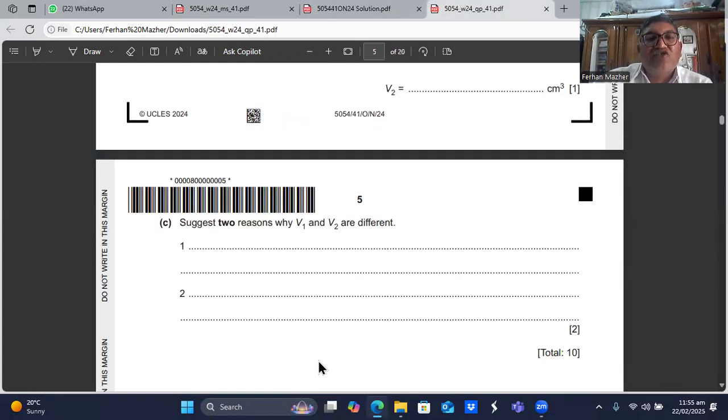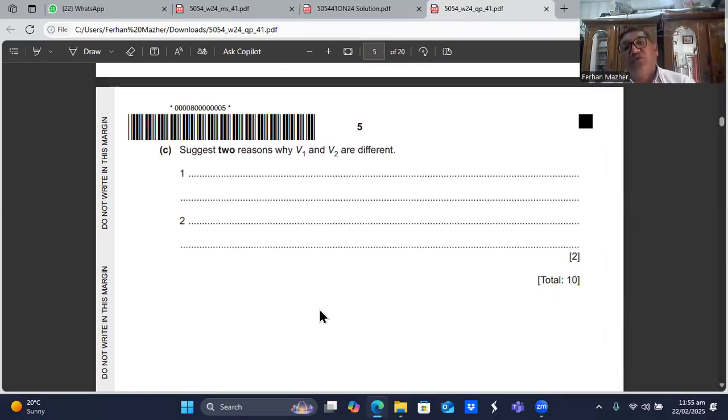Then their question is: suggest 2 reasons why the V1 and V2 are different. V1 is the volume in the first method we got, and V2 is the volume by measuring cylinder, which we got by using water. In the V1, we are able to measure the diameter and the length of the straw correctly up to 1 millimeter.